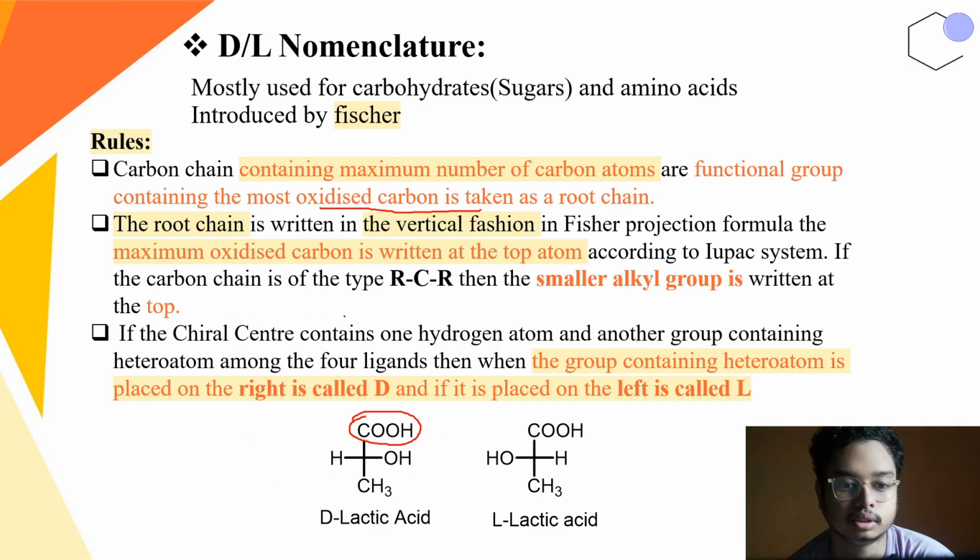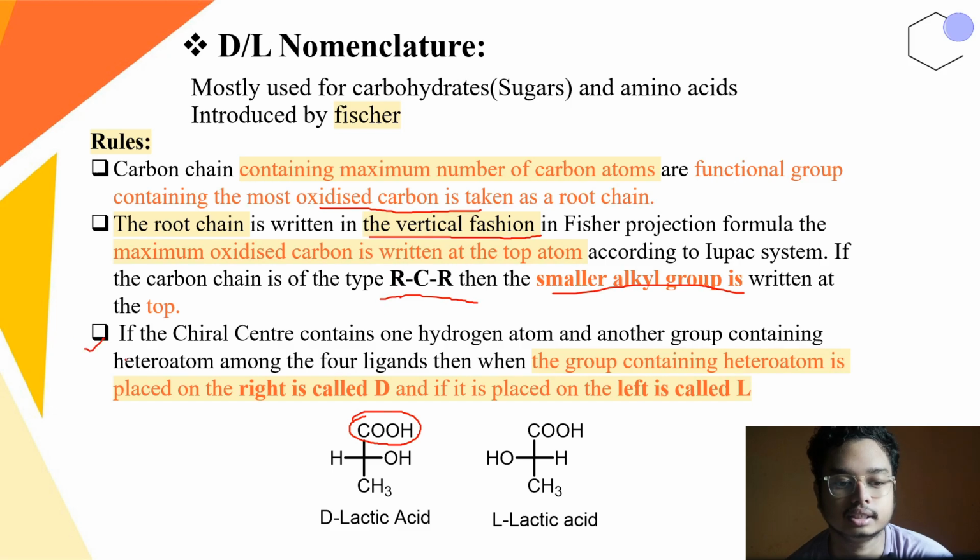Okay, now the root chain is written in a vertical fashion, as I have already discussed. The vertical line contains the root chain, and in the Fischer projection formula the carbon with the maximum oxidation is written on the top, according to the IUPAC system, which is not that important. Now, if the carbon chain is of the type R-C-R, like if both are alkyl groups, then the smaller alkyl group is written on the top. It is very important that you check on that.